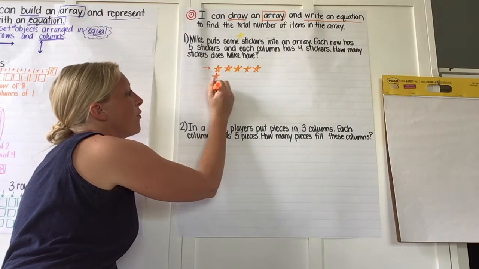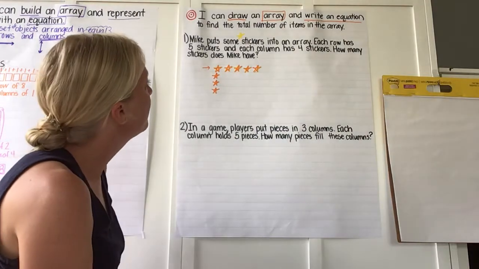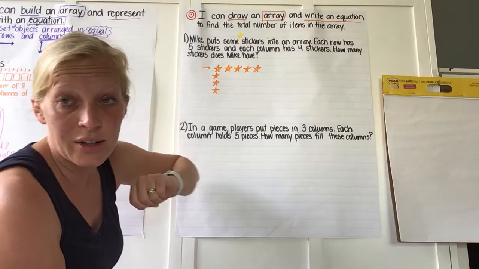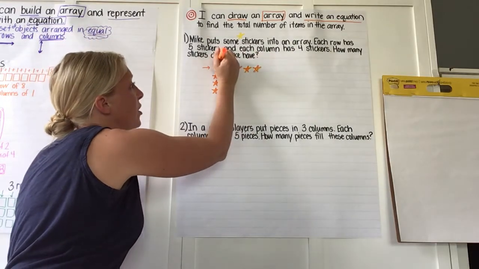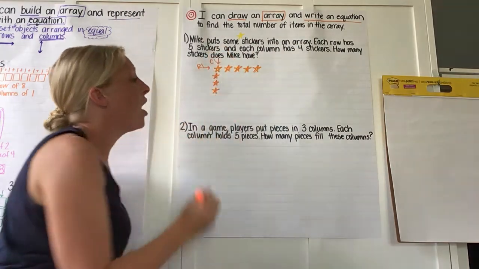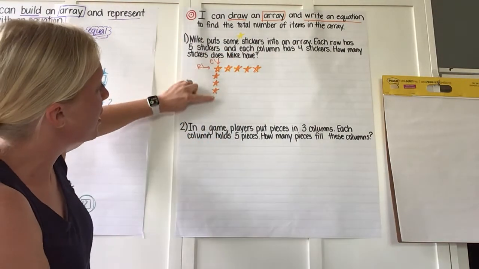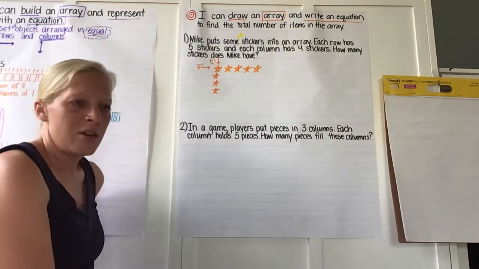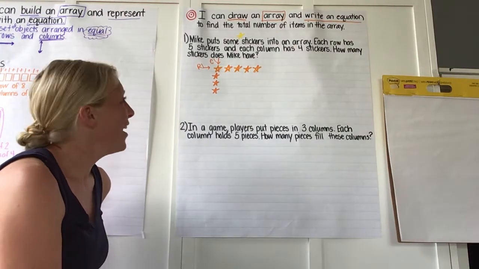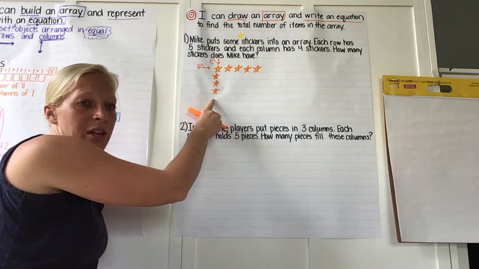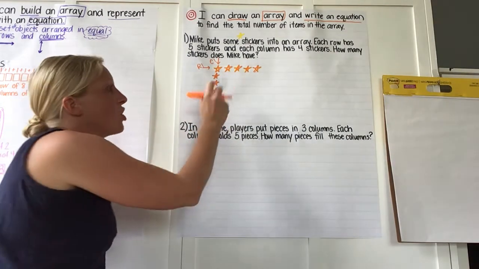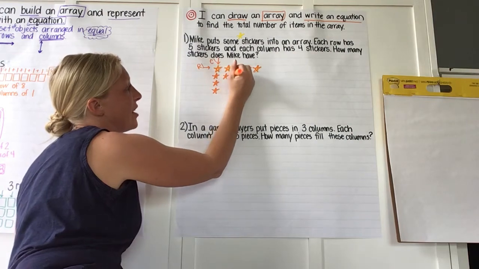Why did you draw 4 in that first column? Because each column has 4 stickers. So there's your first row, row 1, and this is our column 1. So this column only has 4 in there. So then what do we need to do? So am I going to draw a 5th one here? No, I only have 4. I only have 4 in each column, so I've got to just fill that in.